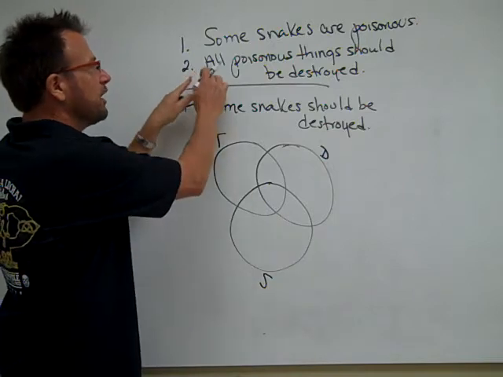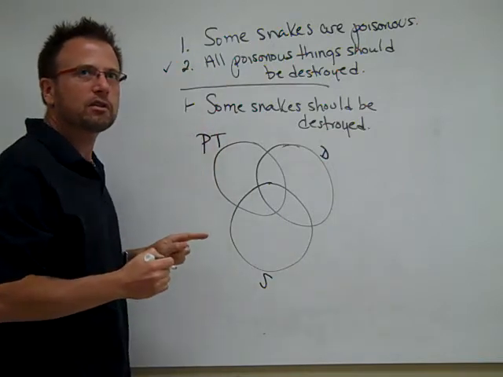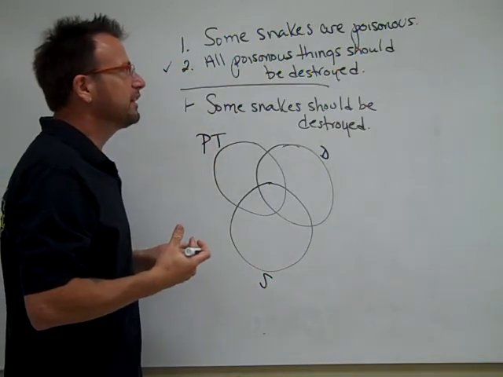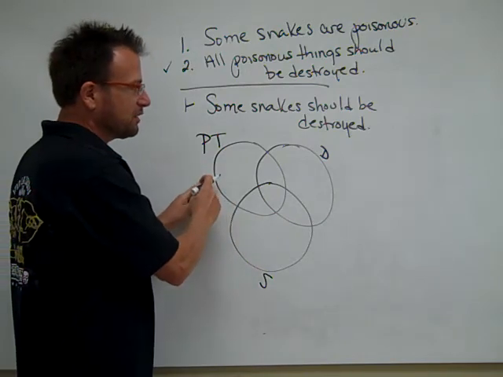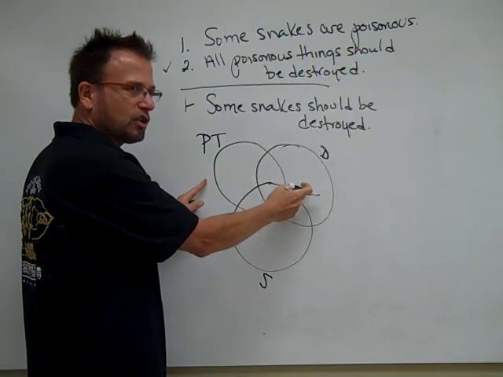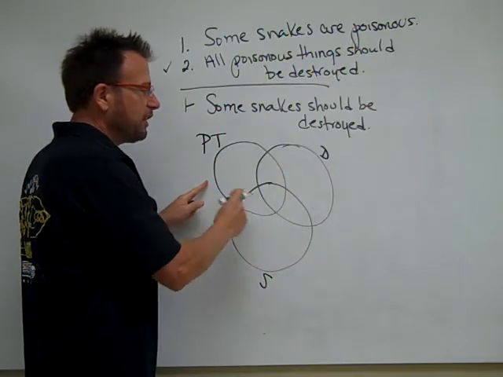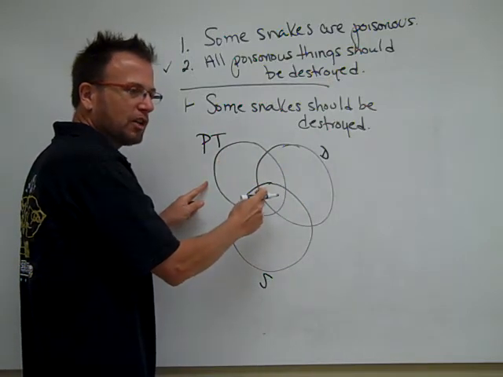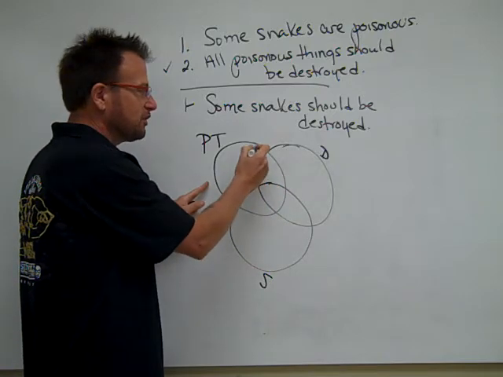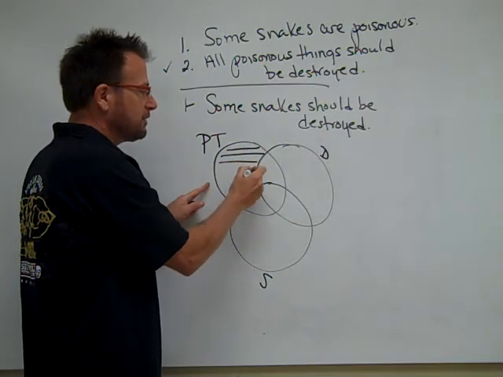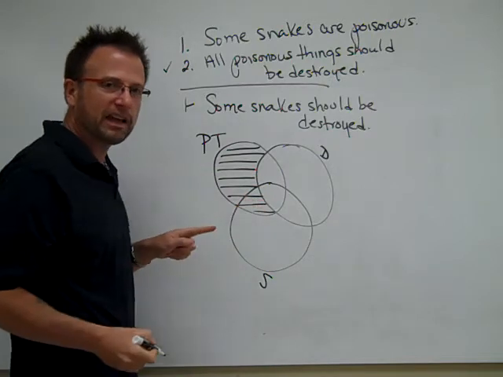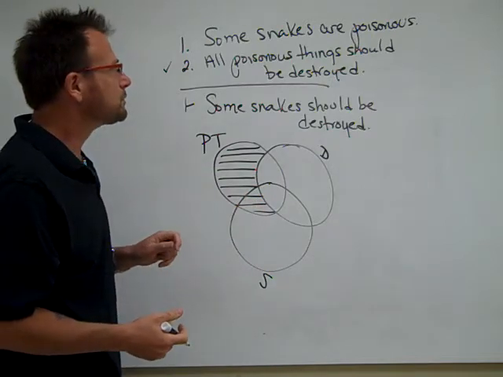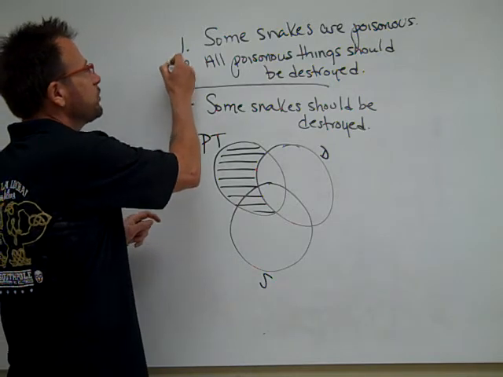So again, let's chart our universal statement first. All poisonous things should be destroyed. So all poisonous things are also things that should be destroyed. If anything is in the poisonous things circle, it should also appear in the things to be destroyed circle. That means there's absolutely nothing out here at all. That's the empty set. So I've now made this one true.